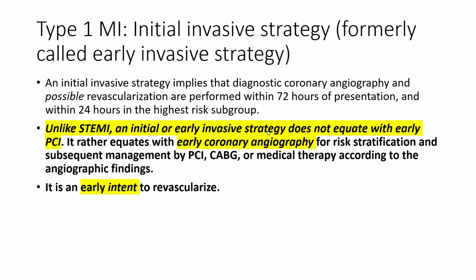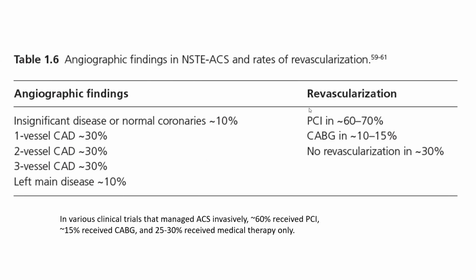Unlike STEMI, that initial or early invasive strategy does not equate with early PCI. So early invasive doesn't mean early revascularization. It rather equates with early angiogram for risk stratification and subsequent management by PCI, CABG, or medical therapy according to the angiographic findings. It's an early intent to revascularize. And actually, in most studies of early invasive strategy and non-STEMI registries, patients eventually undergo PCI in about 60% of the cases, CABG in about 15%, and no revascularization in about 25%.